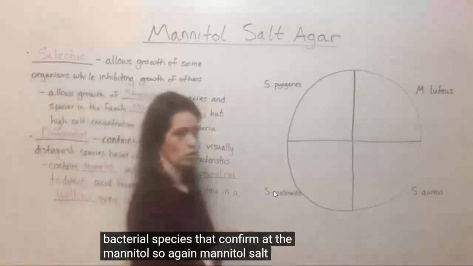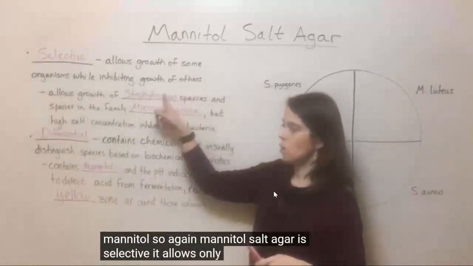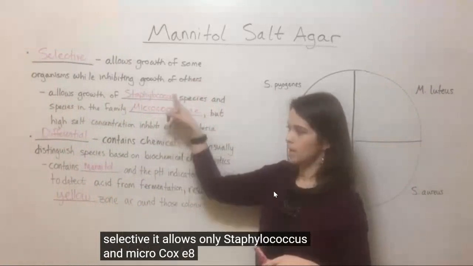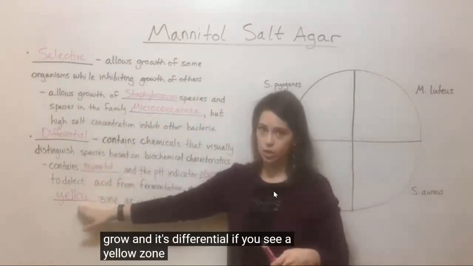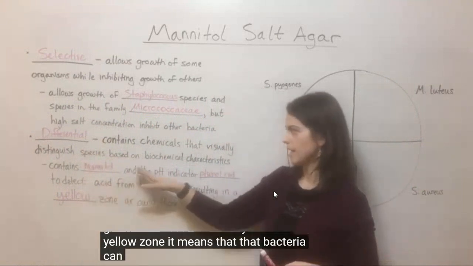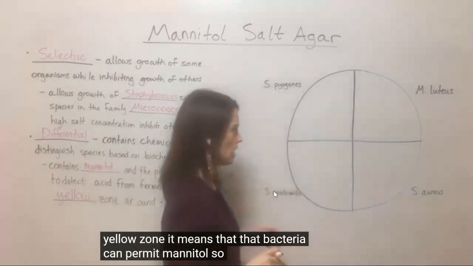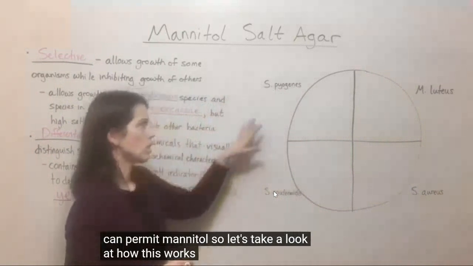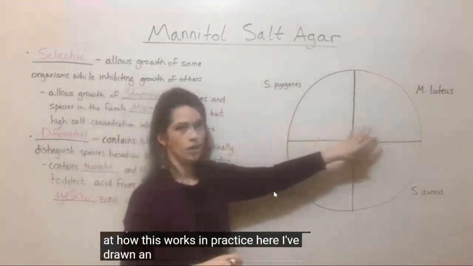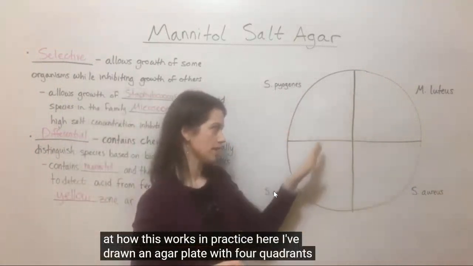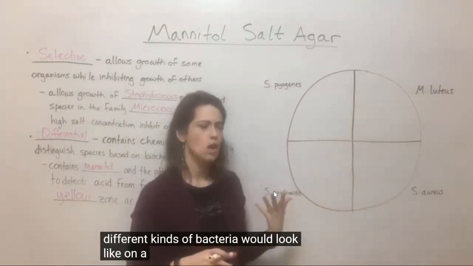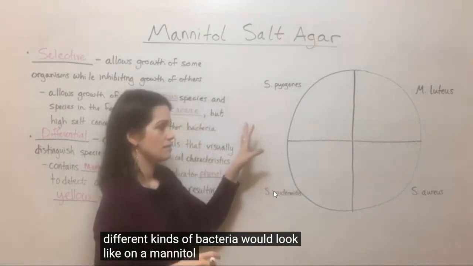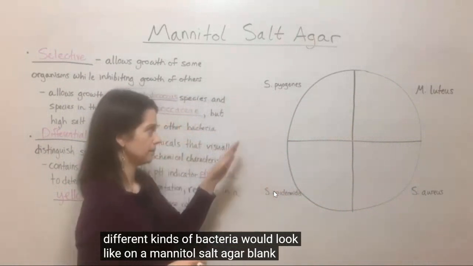So again, mannitol salt agar is selective. It allows only Staphylococcus and Micrococci bacteria to be able to grow, and it's differential. If you see a yellow zone, it means that bacteria can ferment mannitol. So let's take a look at how this works in practice. Here I've drawn an agar plate with 4 quadrants, and we're going to see what 4 different kinds of bacteria would look like on a mannitol salt agar plate.